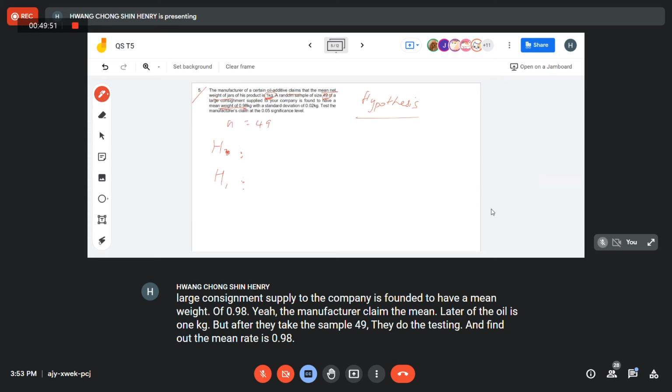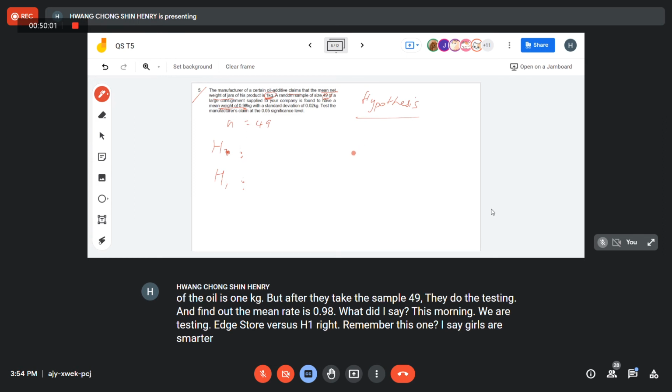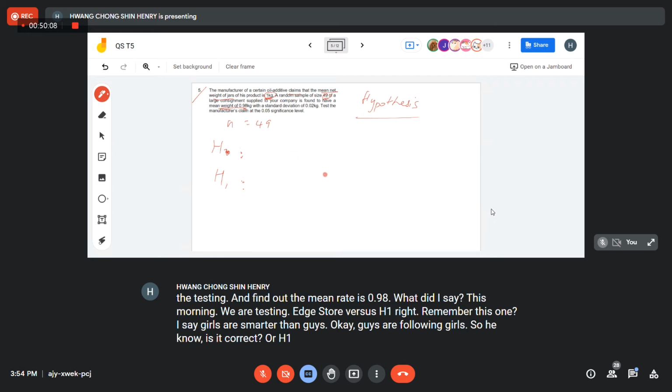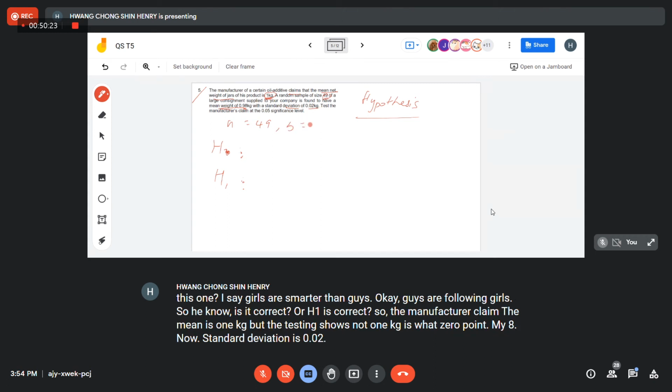This morning, what did I say? We are testing H0 versus H1, right? Remember this morning I said girls are smarter than guys. Okay, guys are taller than girls. So H0, is it correct, or H1 is correct? So the manufacturer claimed the mean is 1 kg, but the testing shows not 1 kg, it's 0.98. Now, standard deviation is 0.02. This is our standard deviation, right?